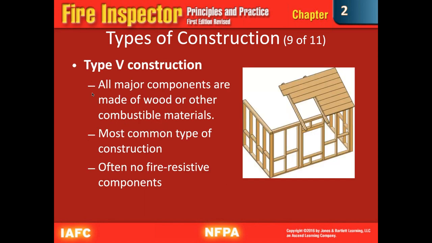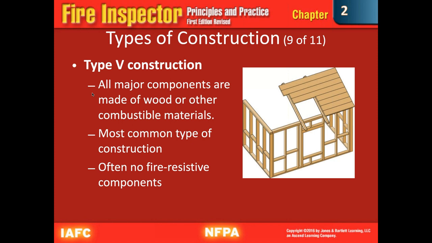And then type 5 construction. This is what some of you guys, this may be all you have in your district. This is what most everything is built of. In type 5 construction, all components are made of wood or other combustible materials. The most common type of construction used today is type 5. You use this for most of your residential homes, so one and two family dwellings, small commercial buildings, larger structures up to four stories high.